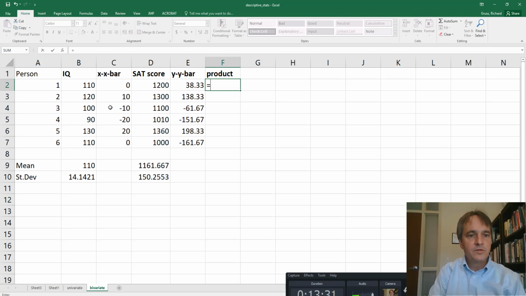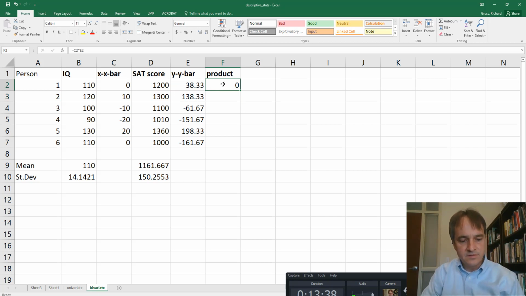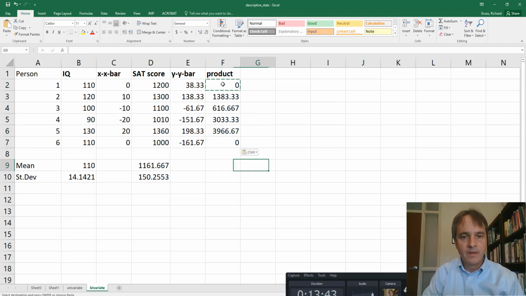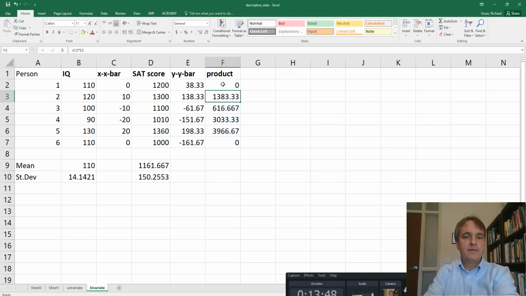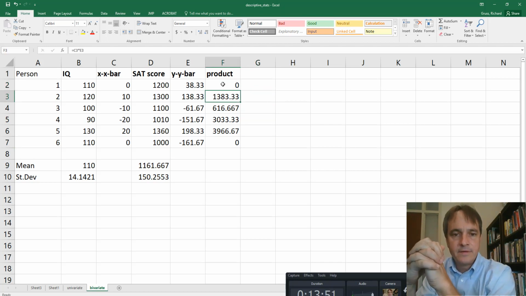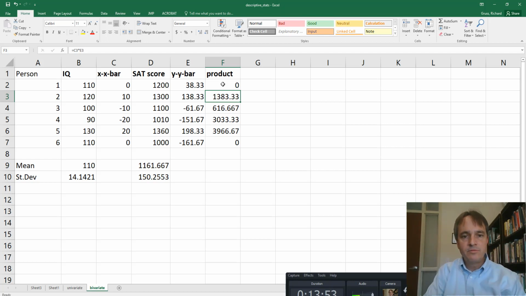Okay, so I'm just going to do this one times this one. This one's not very interesting because it's just a 0. Now let's see what's going on here. Notice that these all wound up being positive. The reason for that is, for observation number 2 here, we had a positive number multiplied by a positive number, so that gave us a positive.